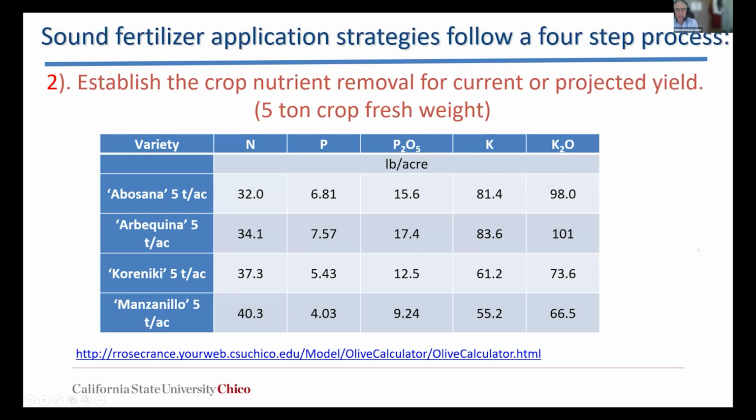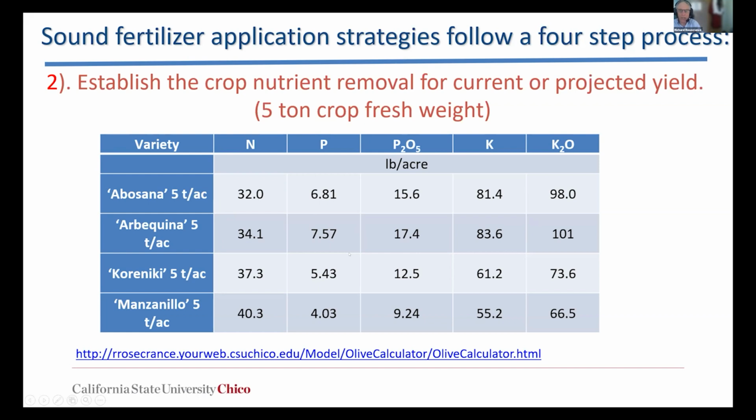But we do have calculators that are available here. If you just Google olive removal calculator, you can get to it here. Here's the website that I've developed. And this is for a 5-ton crop, maybe a little bit more than we typically get on average in California. What we can see here, this is for Arbosana, Arbequina, Koroneiki, and Manzanillo for nitrogen, elemental phosphorus, phosphate, elemental K, and potash. And for a 5-ton crop, we're removing about 32 pounds per acre in nitrogen, about 6 pounds of elemental phosphorus, about 98 pounds of K2O, or 81.4 pounds of potassium. So we're actually removing more potassium than nitrogen.